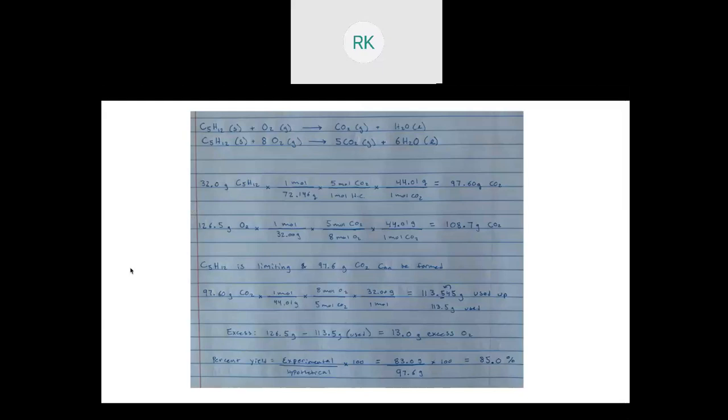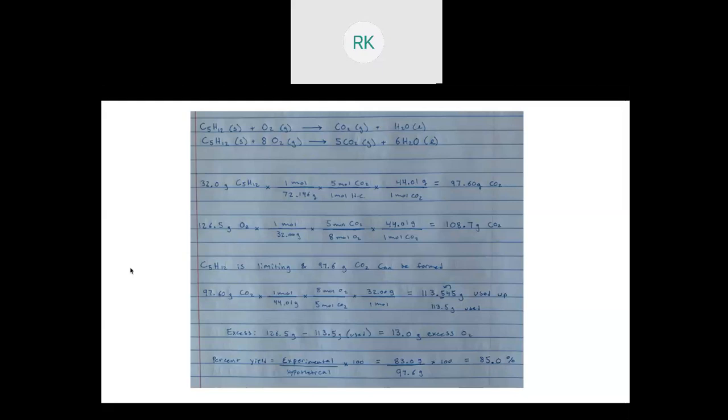Okay, so at the top, I kind of just showed, I skipped the steps, but how I balance this chemical equation. Okay, so my coefficient for my hydrocarbon would be 1, my coefficient for oxygen would be 8, 5 for CO2, and 6 for water.